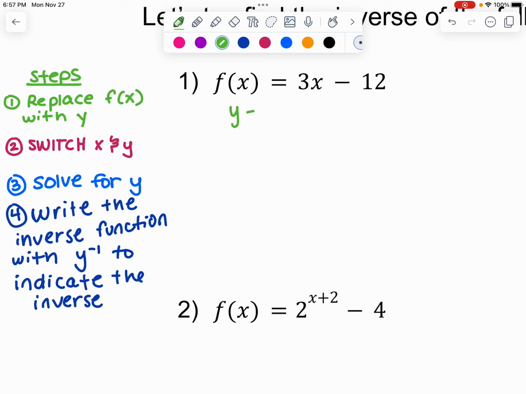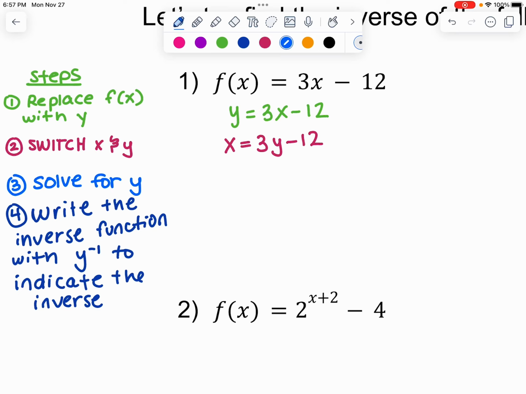This is just going to help us with the following step. We know that f of x and y are equal, so we're just replacing it. Now, step two, this is where we really start to find the inverse. I'm going to switch x and y. So y is going to become x, x will become y, and everything else will stay the same.